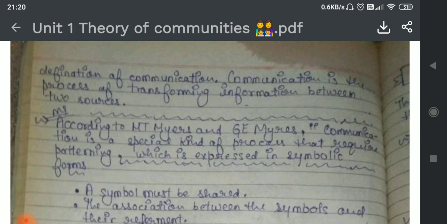Later on we got more theorists also, for example M.T. Bears and J.E. Bears. These two people say that communication is a special kind of process and it requires a special patterned language, that we can also call symbolic language. And they mentioned two things in this process. First, there should be a symbol that is shared between both of the sources. Then there should be the association of the symbols and their referent. So that's what they said.